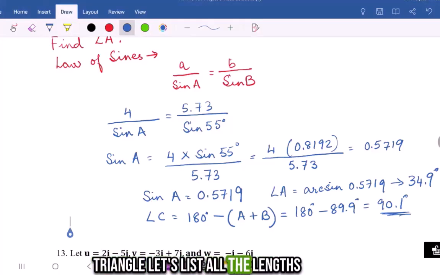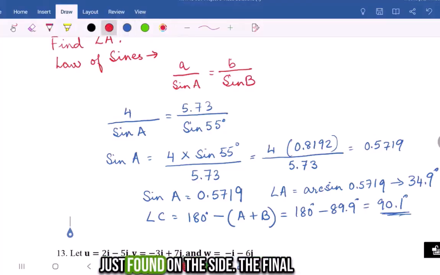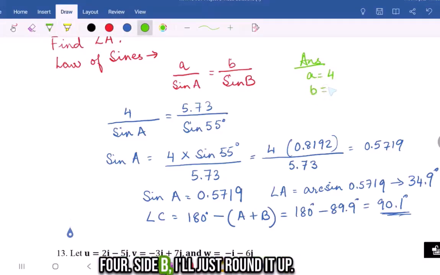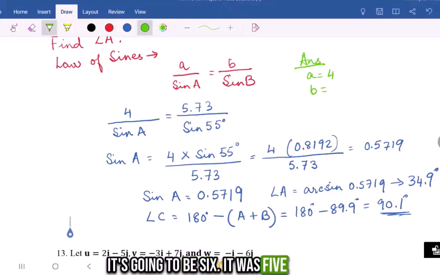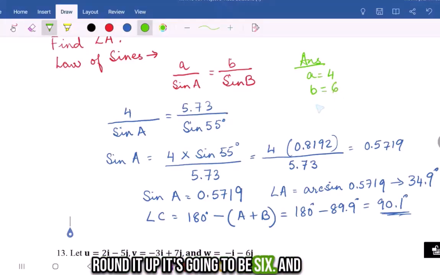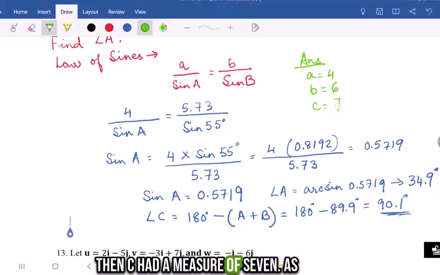Let's list all the lengths and sides of this triangle that we just found. On the side, the final answer would be side A is equal to 4. Side B, I'll just round it up. It was 5.73, so I'm going to round it up. It's going to be 6. And then C had a measure of 7.